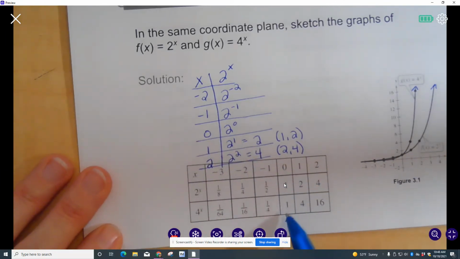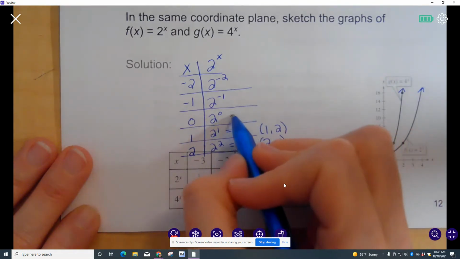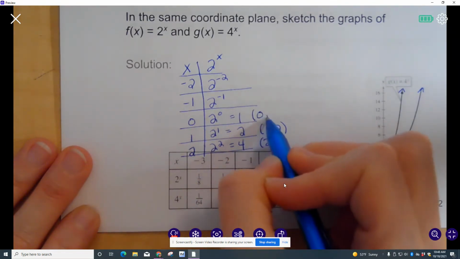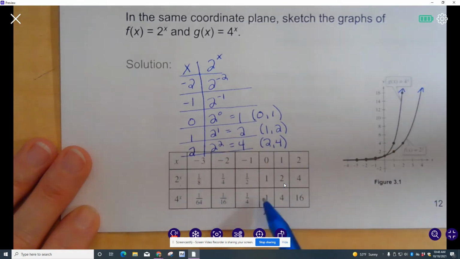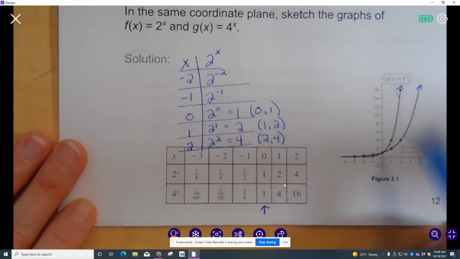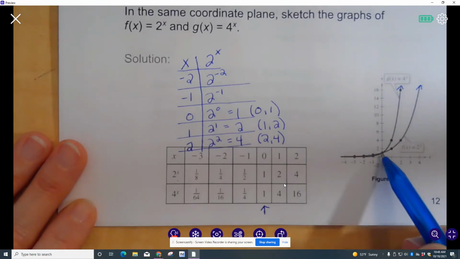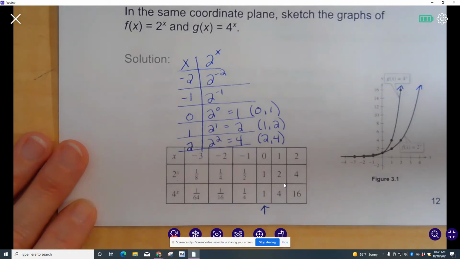This point that I talked about down here, anything to the 0 power is always 1. So that's why these two different graphs, 2 to the x and 4 to the x, have the same y-intercept, and you can see it here on the graph. That's going to be true for any of these. 5 to the x, 6 to the x, 7 to the x, they're all going to have the same y-intercept, because when x is 0, it doesn't matter what your base is, anything to the 0 power is 1.